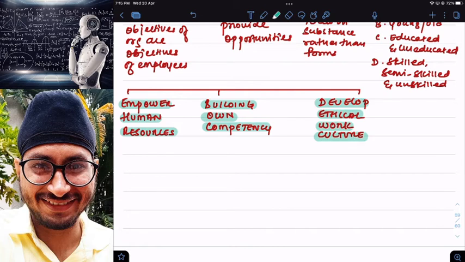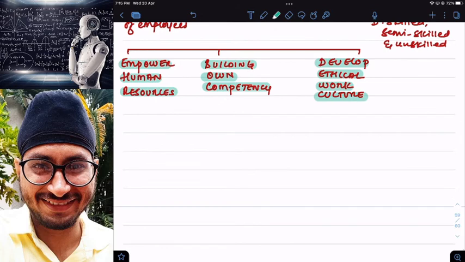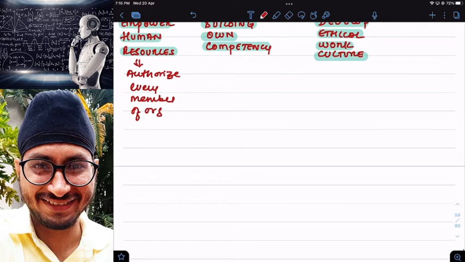What do we mean by empowerment? It means authorize every member of the organization. What should I authorize, sir? To utilize full potential.